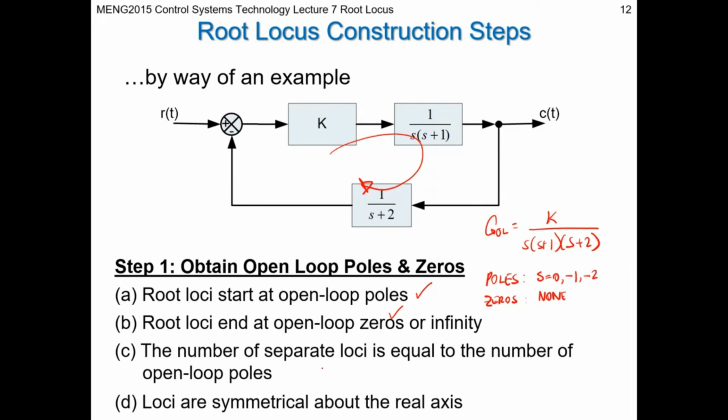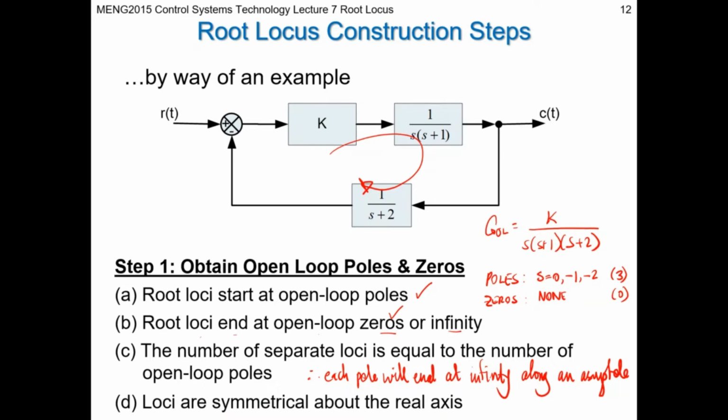Okay, the number of separate loci is equal to the number of open loop poles. Each locus will end either at a pole, at a zero, or at infinity. So in this case, how many poles do we have? That is 3 poles, no zeros. Therefore, each locus will end at infinity along an asymptote.